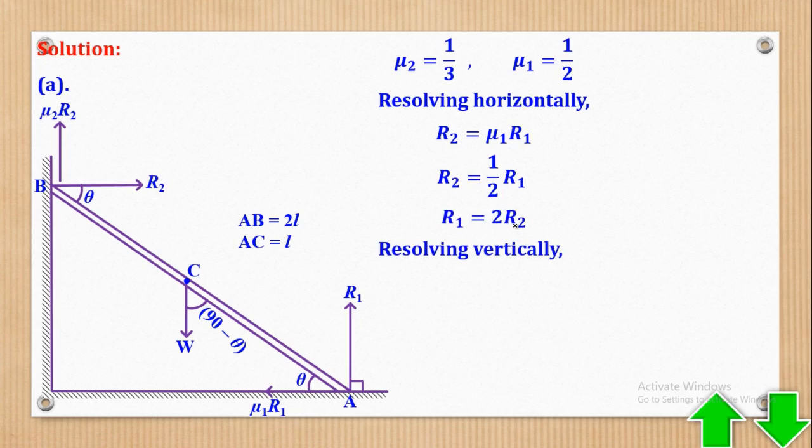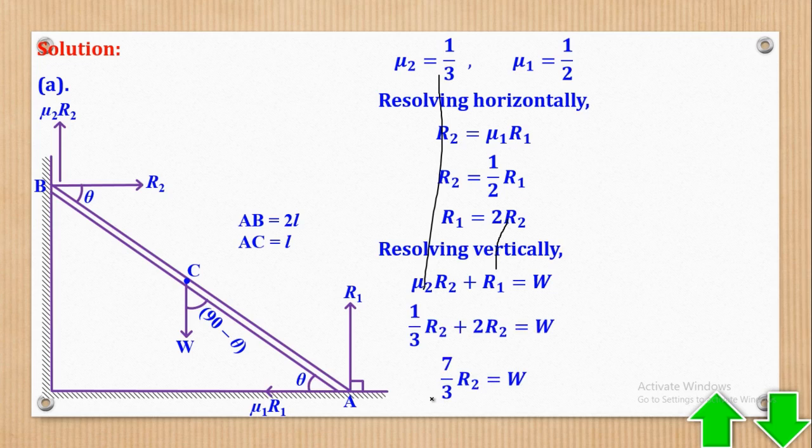What about resolving vertically? Vertically means that upward forces are equal to downward forces. So upward forces, there is R1 and there is also mu2 R2, and they are equal to downward forces, which is capital W. So we say mu2 R2 plus R1 is equal to W. But I know mu2 and R1, so I substitute. Then I make R2 the subject to come up with 7 over 3 R2 is equal to W. So you have resolved vertically and horizontally. Next is to take moments.